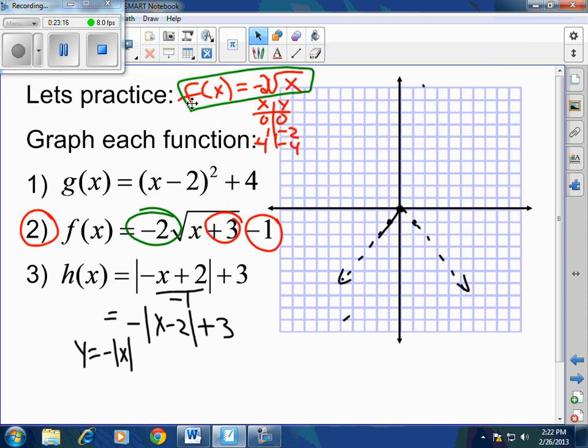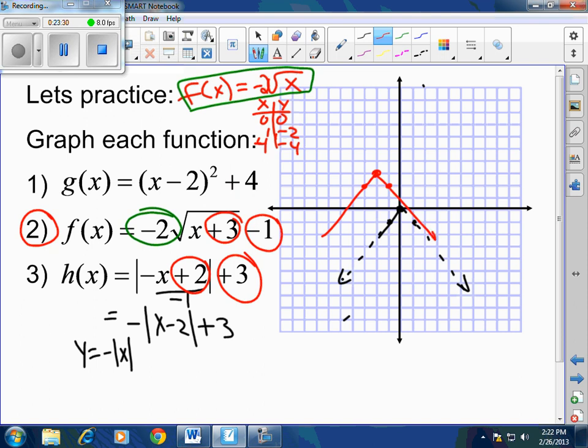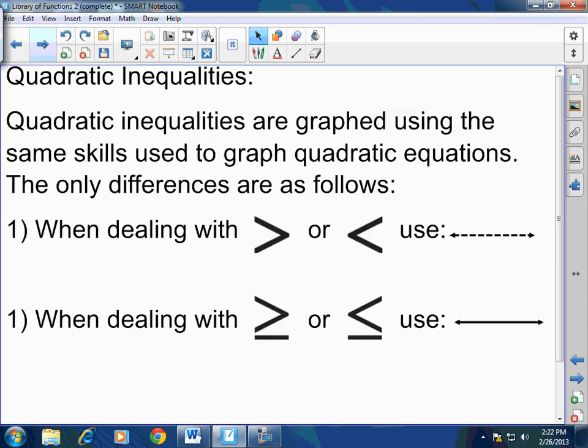Now, how do I shift it? 2 to the left and 3 up. So 1 to the left, 1, 2, 3. 1 to the left of 1, 2, 3. 1 to the left of 1, 2, 3. That's my new graph. Does that make sense as far as transformations go? Yes? Okay, let us continue.